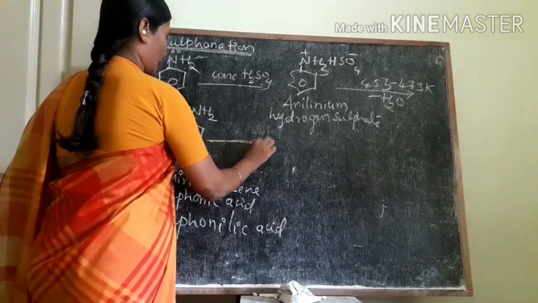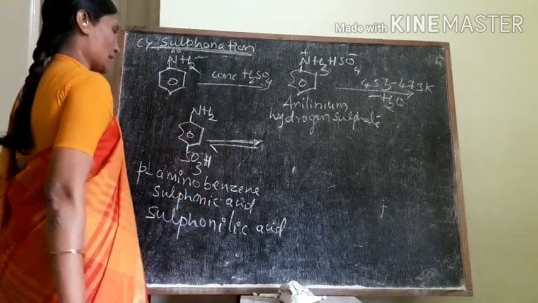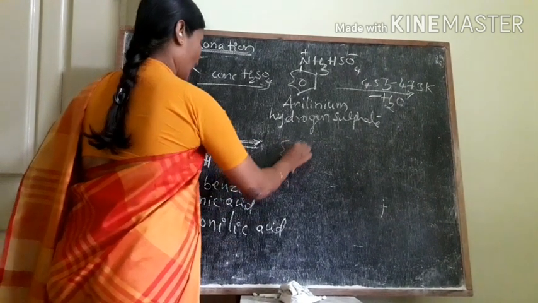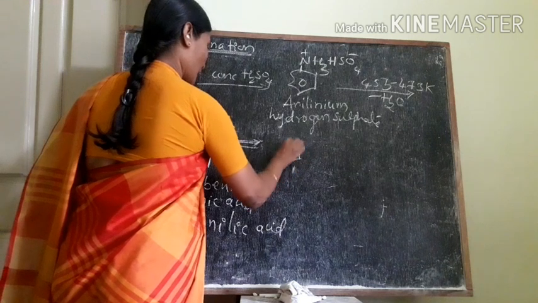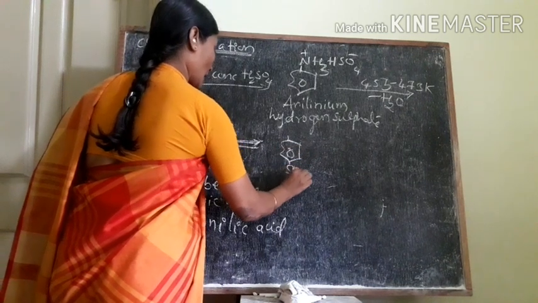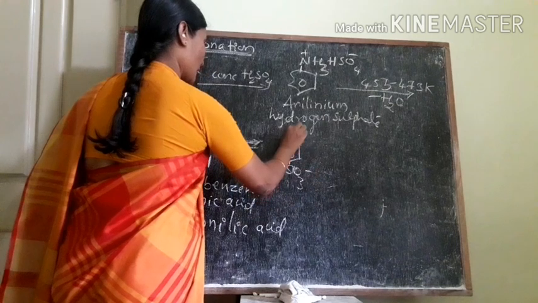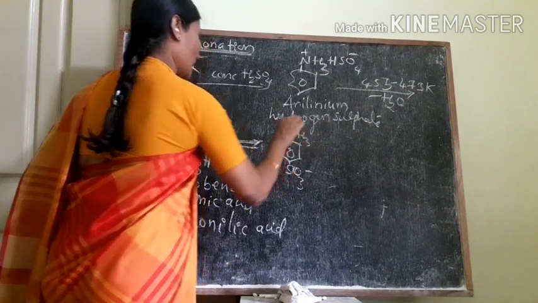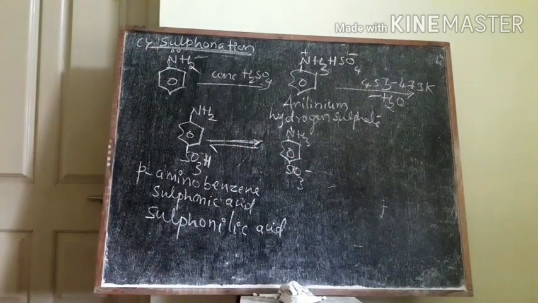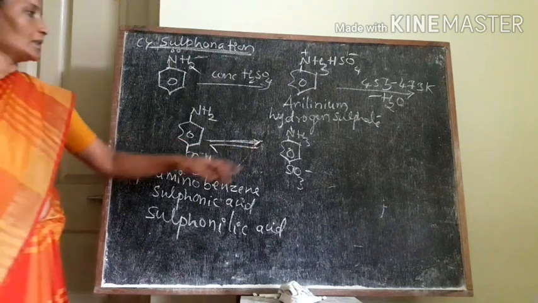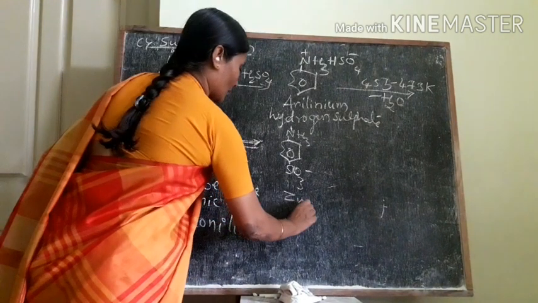Sulfonic acid. It can also be represented in reverse form, where it becomes SO3 minus and NH3 plus. This ion is nothing but a zwitter ion.